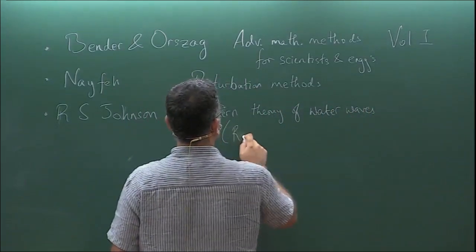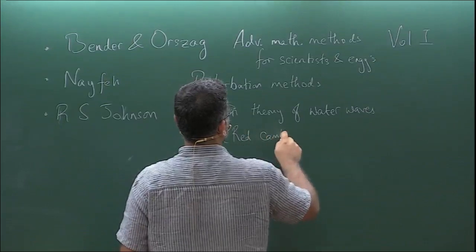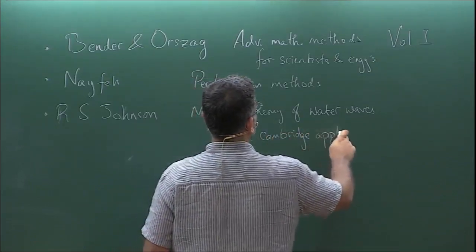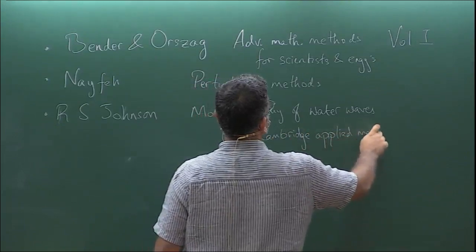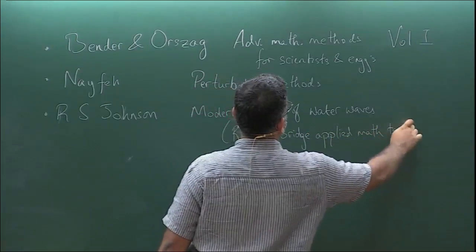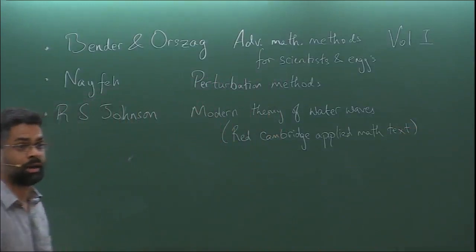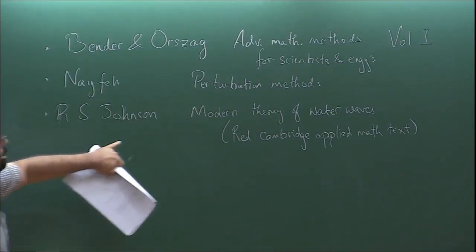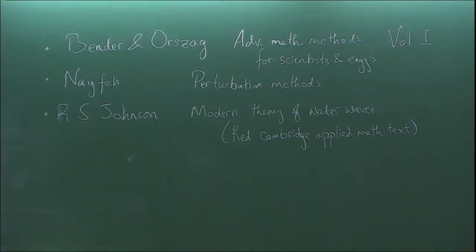This is a red Cambridge applied math text. So there's a red Cambridge applied math text series, these red books. And R.S. Johnson has one on water waves. Johnson himself is an expert in perturbation methods, so he goes about deriving all these reduced models from one big model in different regimes and so on and so forth.